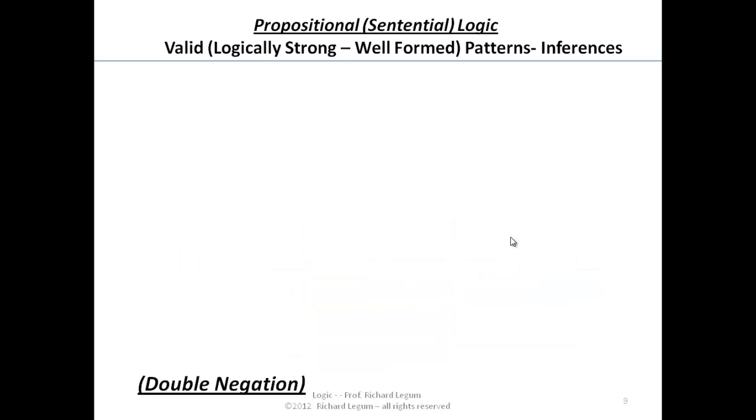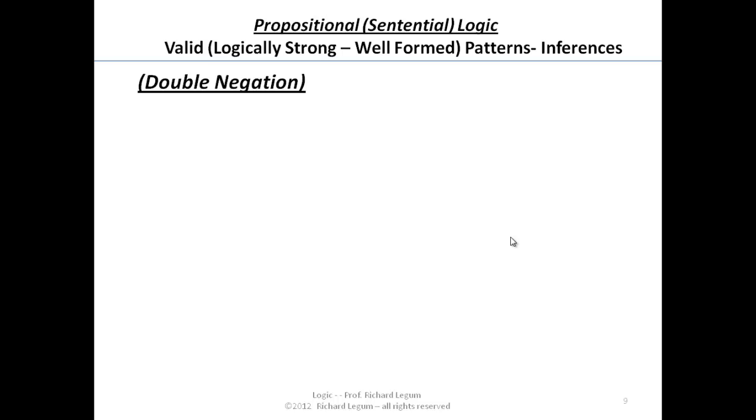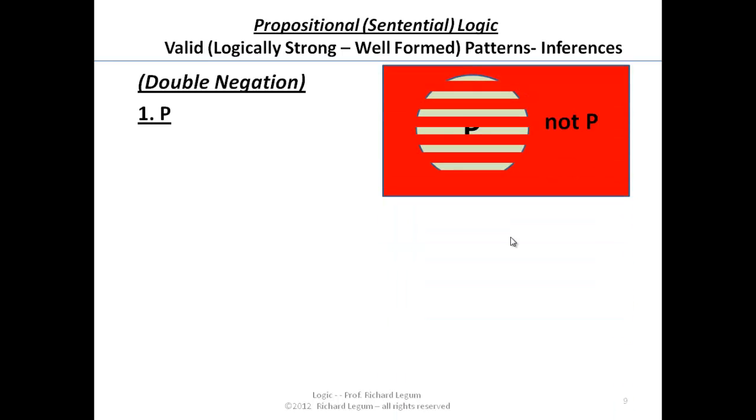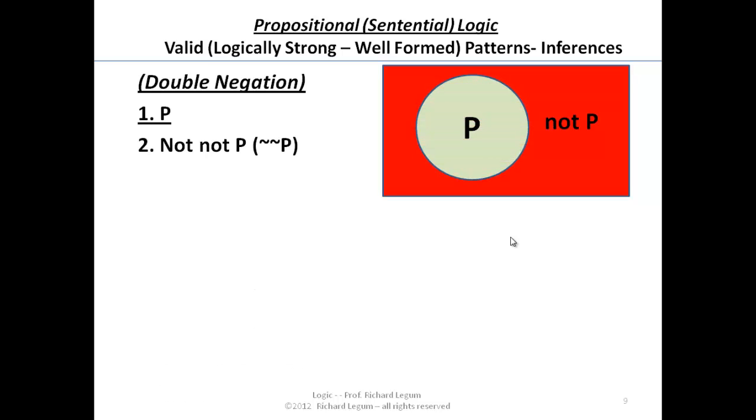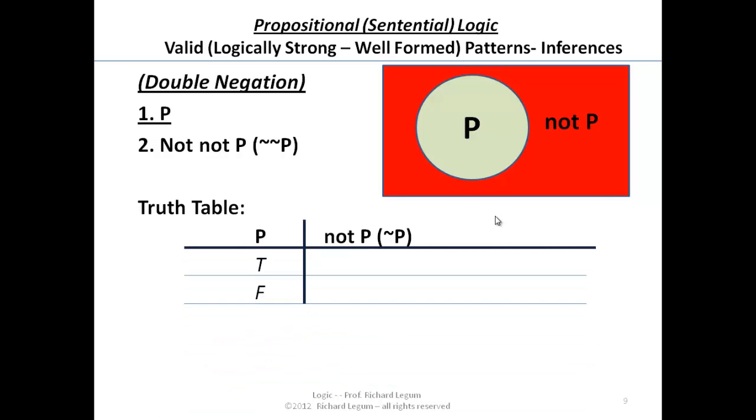Now let's look at negation for a second, or let's look at something called double negation. From the fact that P is true, we can conclude that it's not the case that not P is true. And the way you can see that is, look at our circle and the square around it. The square being cases where not P, everything other than P, is true, and inside the circle, cases where P is true. And let's look at the truth table.